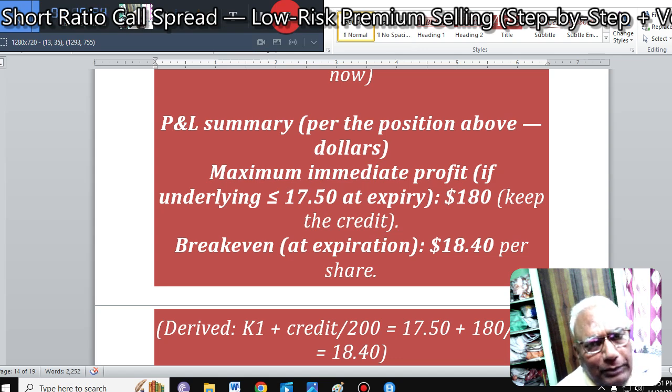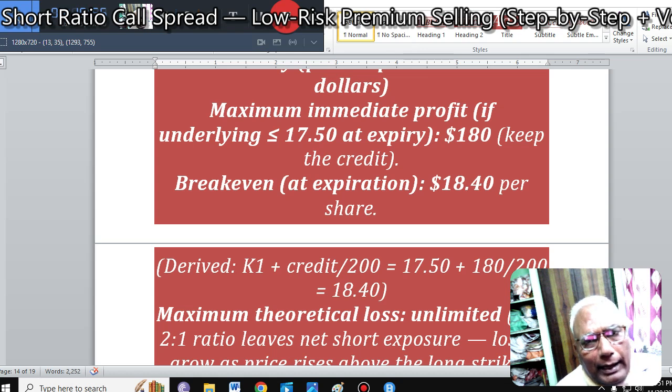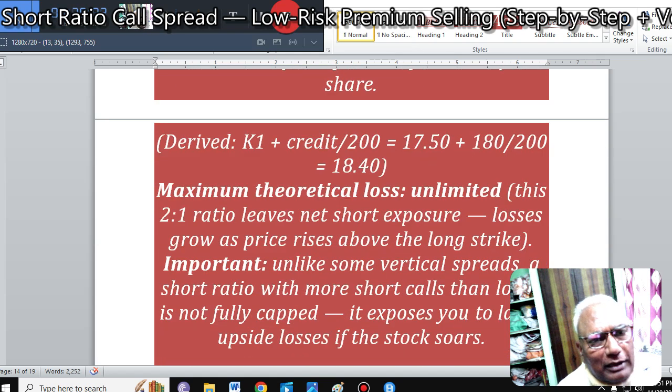Keep the credit. Break even at expiration: $18.40 per share. Derived: K1 plus credit, 17.50 plus 1.80 obligation, equals 18.40... Maximum theoretical loss: unlimited.